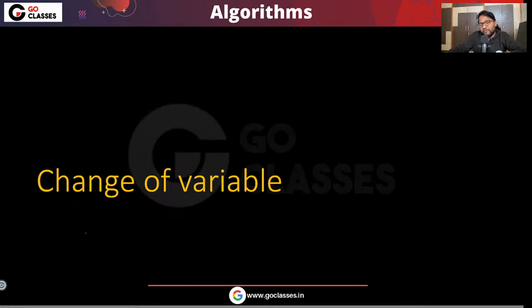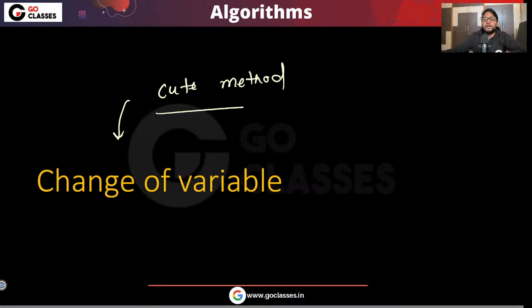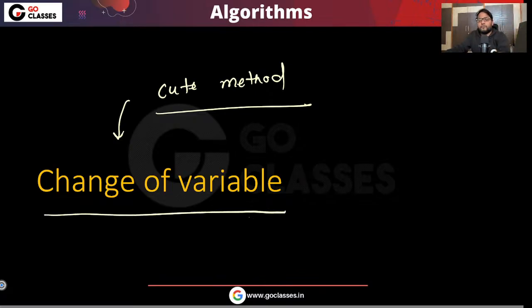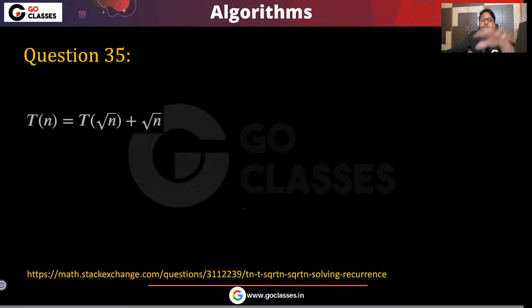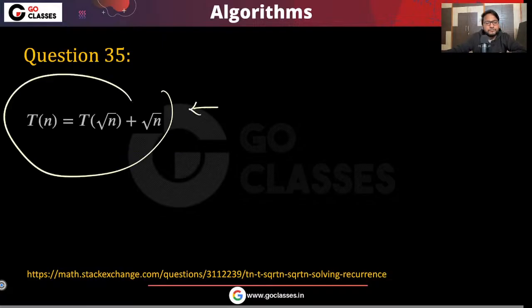Now let's see a very nice and cute method, which is called change of variable. It is not a method by itself. It is basically there to help you in changing the form, and then we can apply Master's theorem or some other theorem. Let's see this question. Can you solve this question using Master's theorem? No, right? You can't solve it.